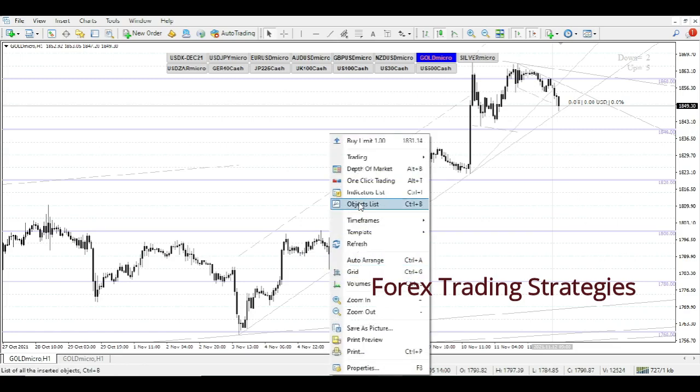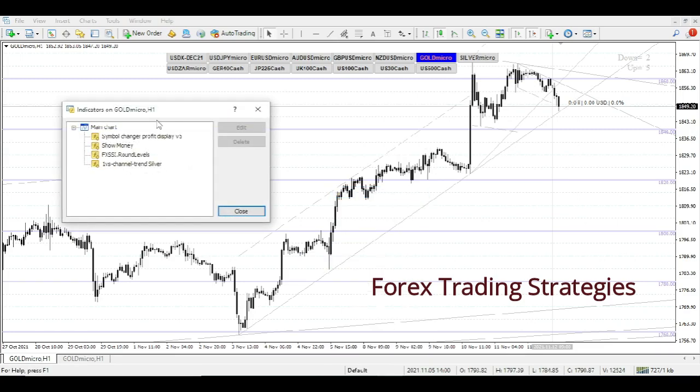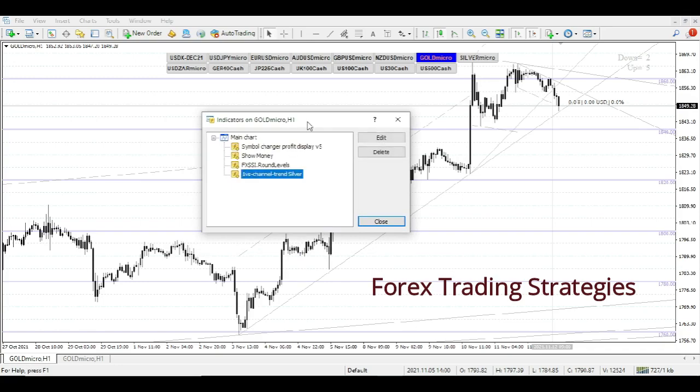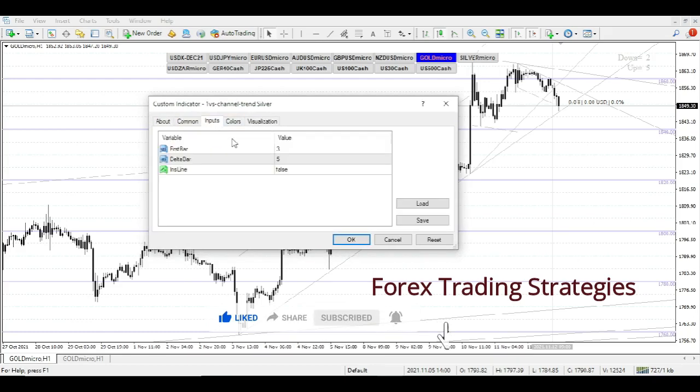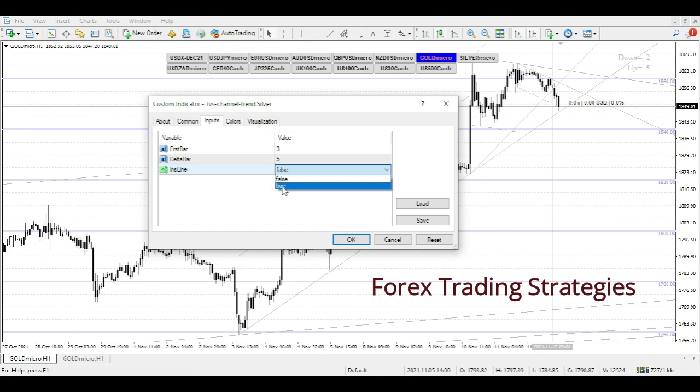In terms of settings, let's see the settings that I have. I think it's an important thing to talk about. You can actually change the settings of how the channels will form. Here I'm using 3 and 5, and the INS line, whatever you call that line, is turned to false. See if I turn it to true, what happens? Let's turn it to true.